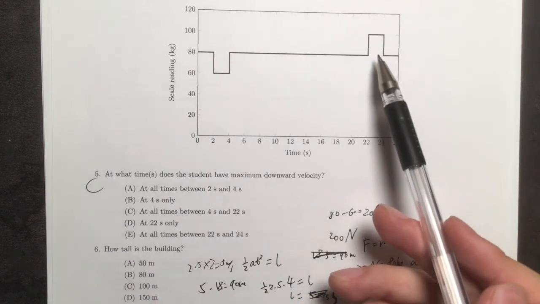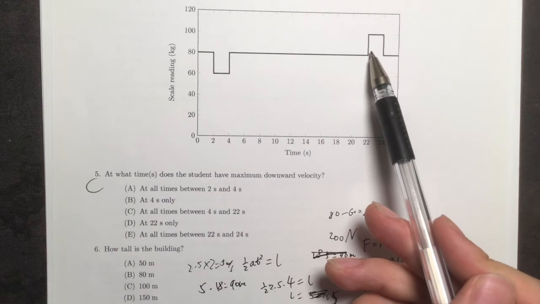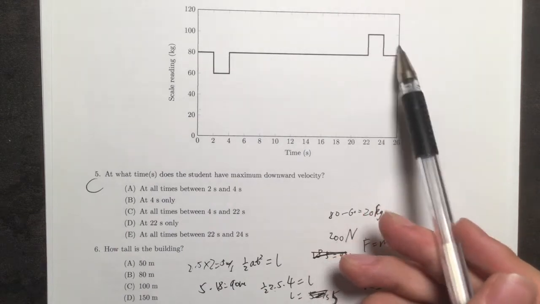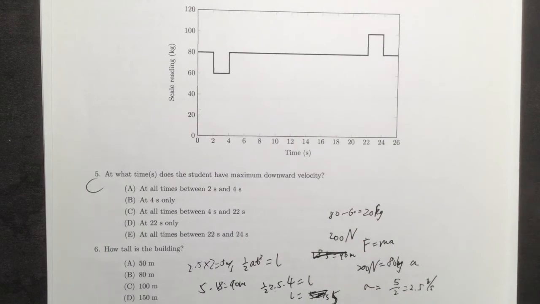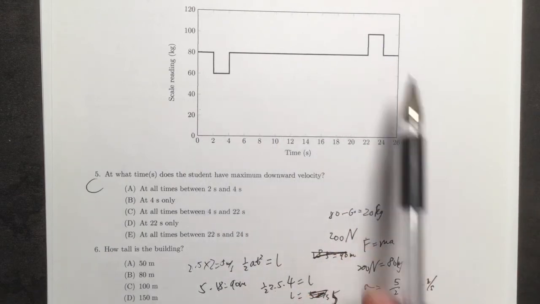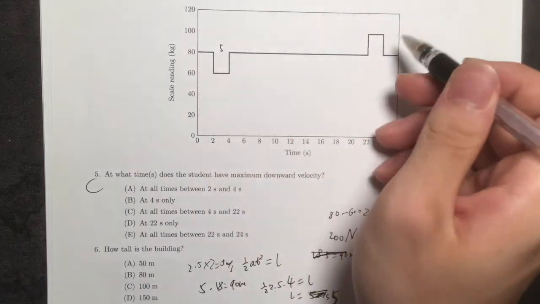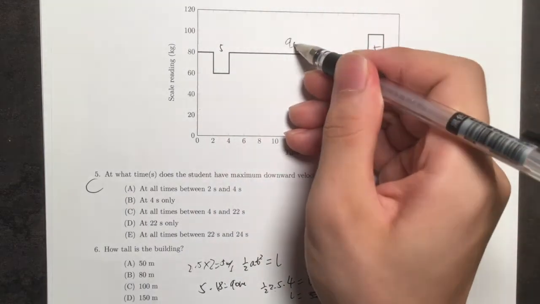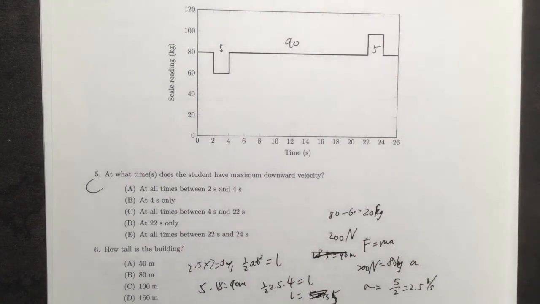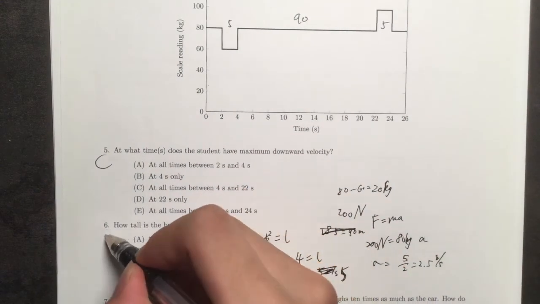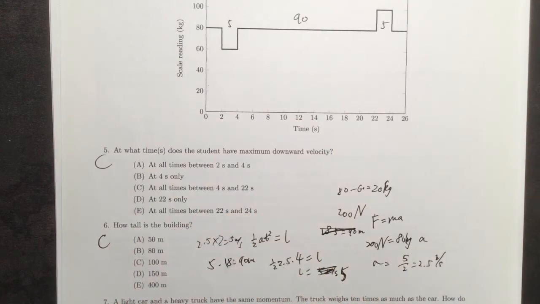And also at the end, it is also accelerating in the opposite direction for the same period of time. So it should travel the same distance. Here it travels 5 meters, here it travels 5 meters, here it travels 90 meters. So 5 plus 5 plus 90 is equal to 100. So this question should be C.